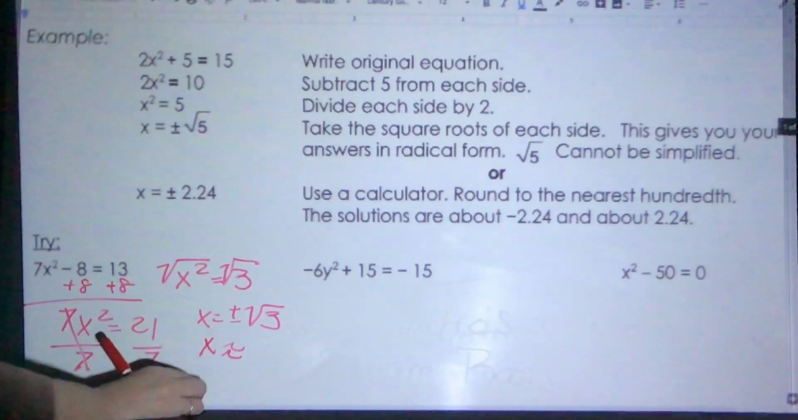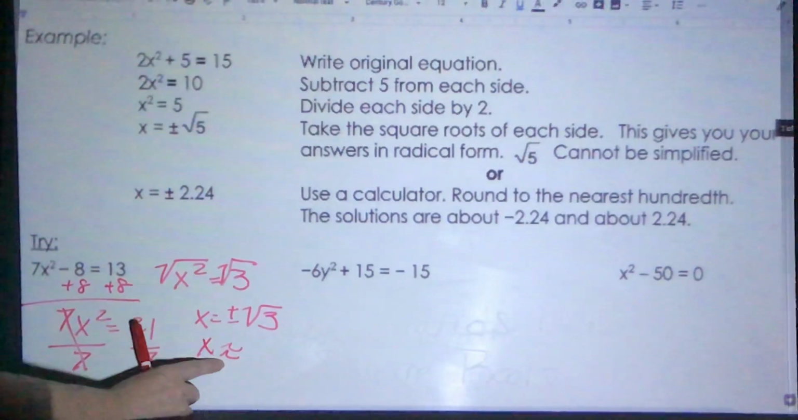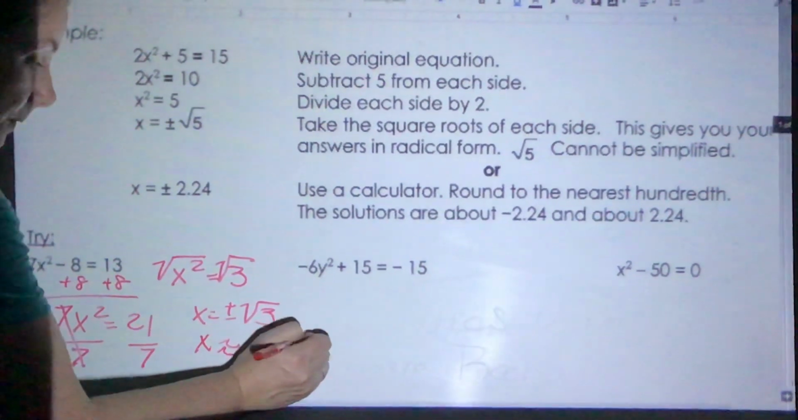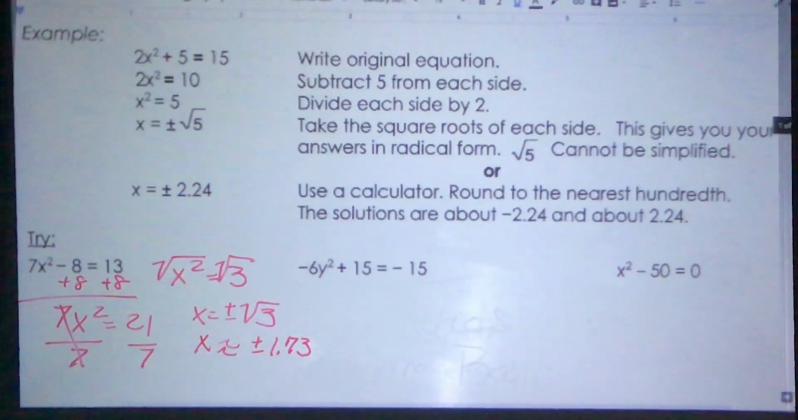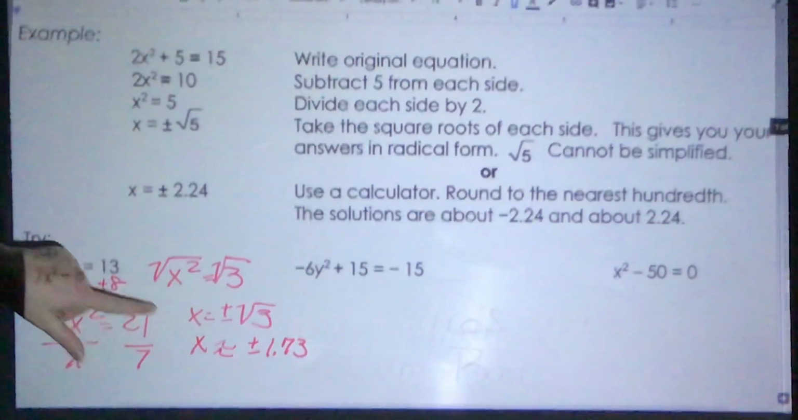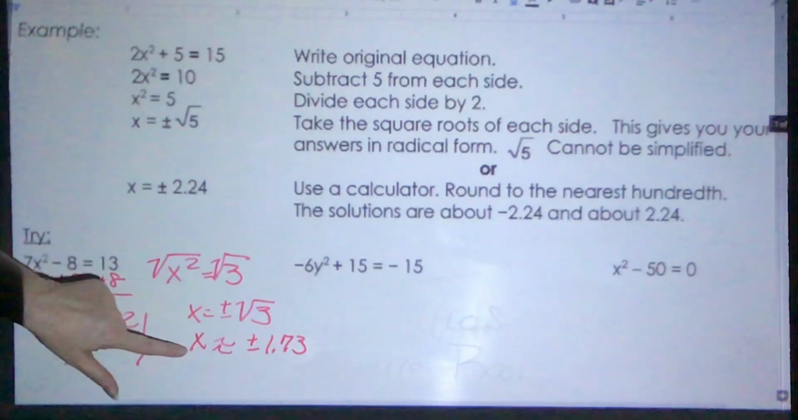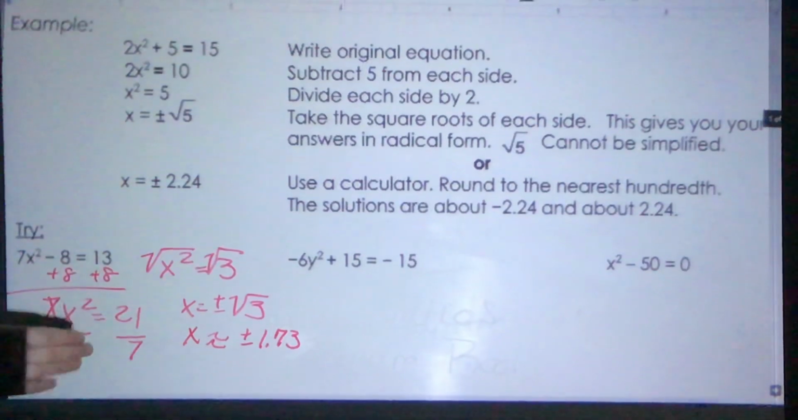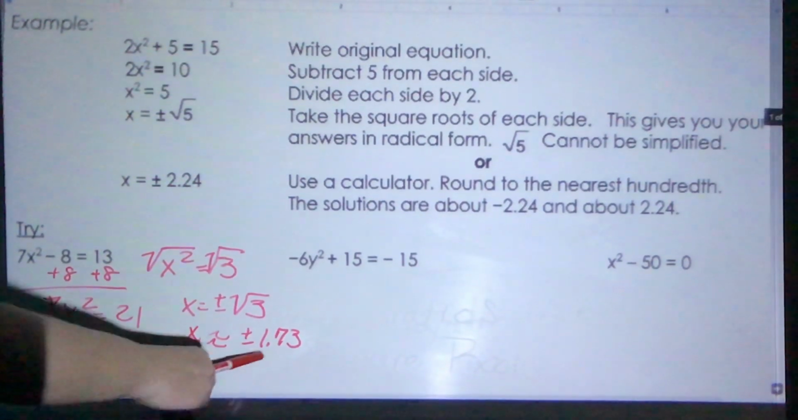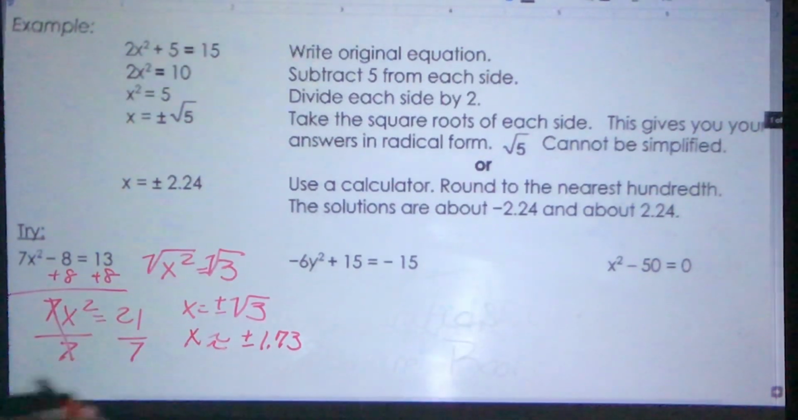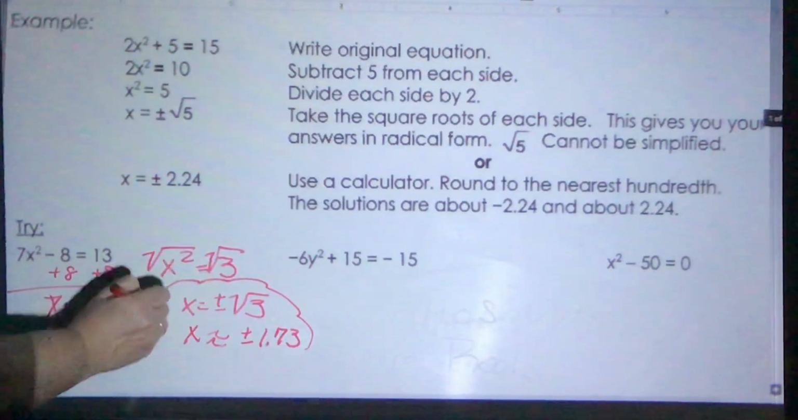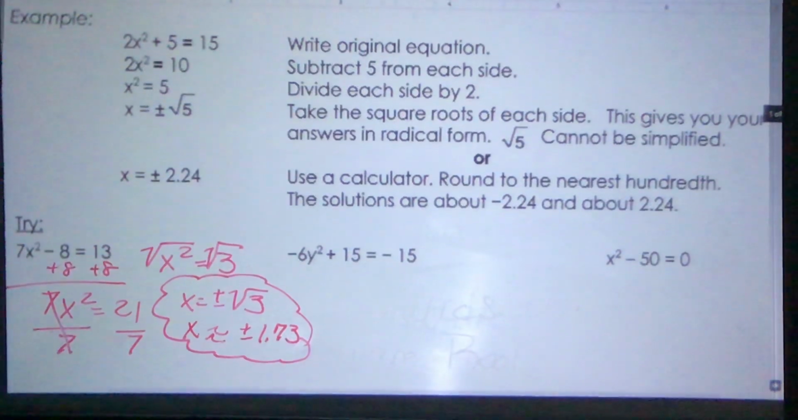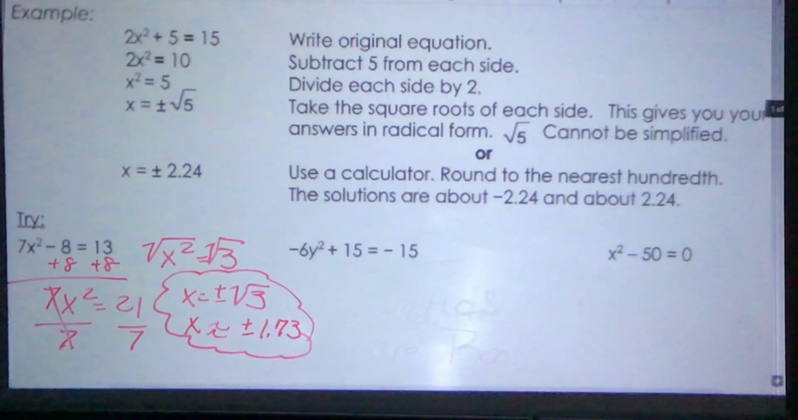So the other way I could write my answer is I could say x is approximately positive and negative 1.73, which is the square root of 3. This is more exact. This makes more sense when you look at it. You know exactly about where it would be on the number line. Not exactly, but you know approximately where it would be on a number line. So these are two different ways of writing your answers, and you just need to pay attention to directions when it comes to how you're going to write your answers.